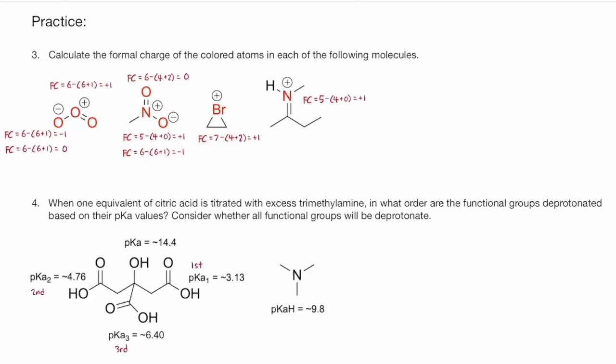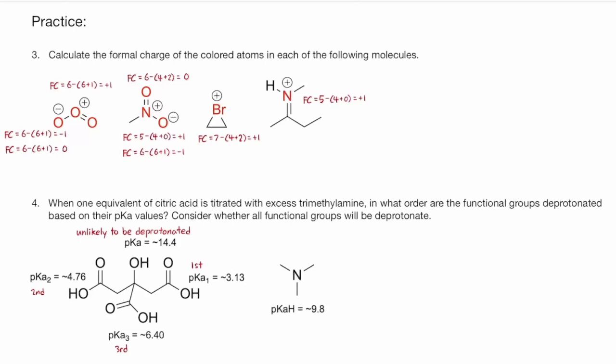Although trimethylamine is a strong enough base to deprotonate all 3 carboxyl groups, it is unlikely to deprotonate the hydroxyl group because its pKa is too high relative to the base strength of trimethylamine. The pKa of the hydroxyl group in citric acid is around 14.4, which is higher than the pKa of the conjugate acid of trimethylamine, which is around 9.8.